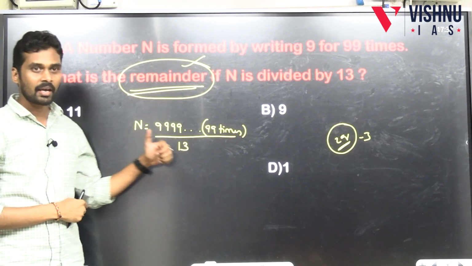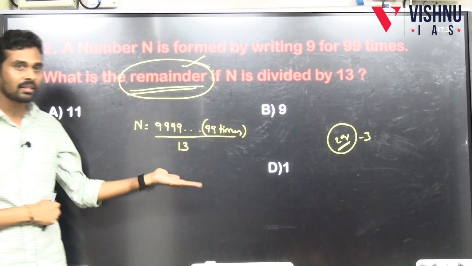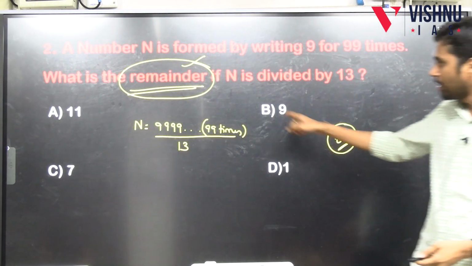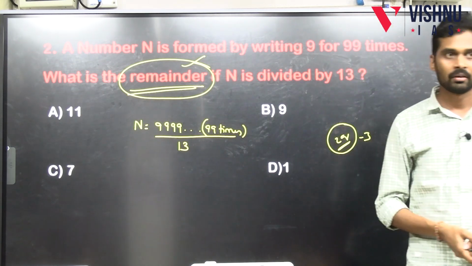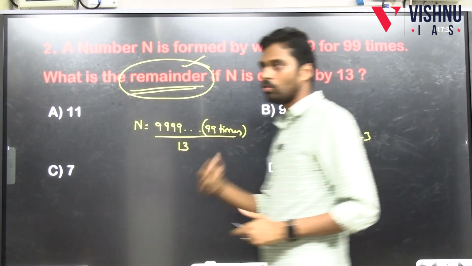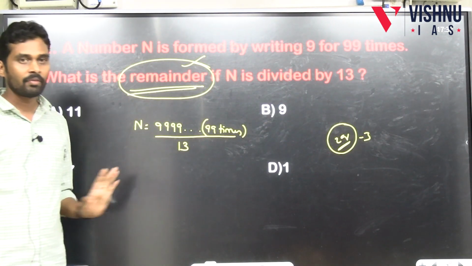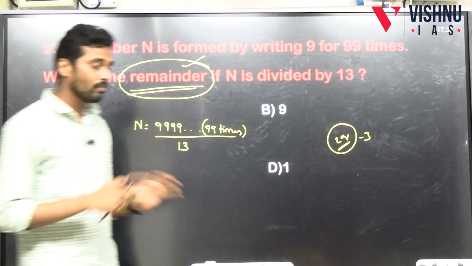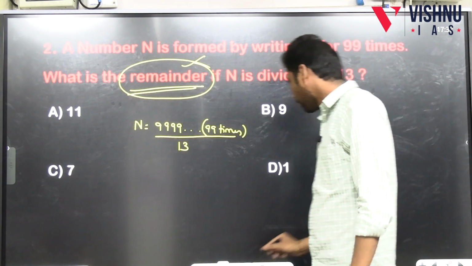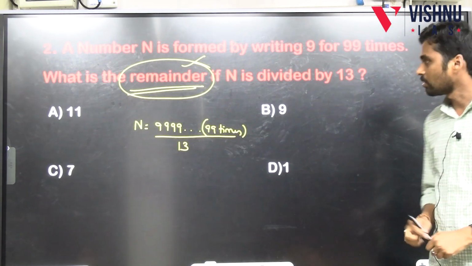So what is that number? 9999. Likewise, we write it 99 times. If this complete number is divided by 13, what is the remainder we'll get? Obviously, it does not mean that we have to divide this complete number by 13. Even the examiner who prepared the paper knows that we should not divide this number by 13. Then what do we do? We need to understand the concept again. So this is another important concept, the all nines concept. We'll discuss it in the remainders concept.